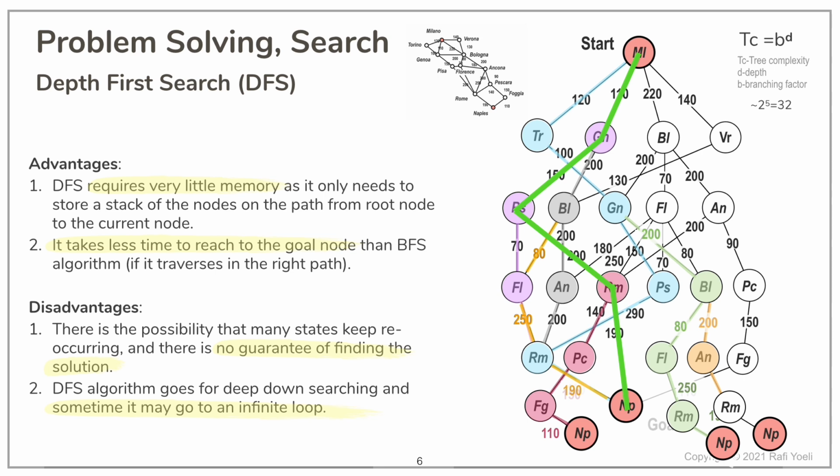As for the disadvantages. First, it is not guaranteed to find the shortest path on the first go. In our case, it found a 740 kilometers path, but we don't know if it's optimal without completing the search, which we haven't. Second, DFS may get stuck in an infinite loop if the depth of the search tree is unlimited.